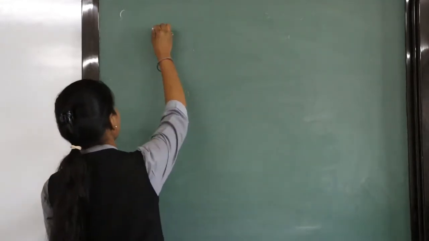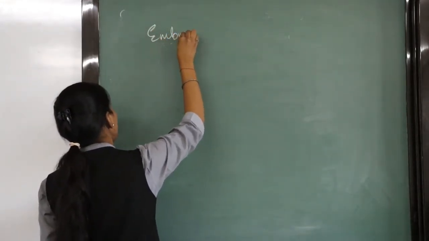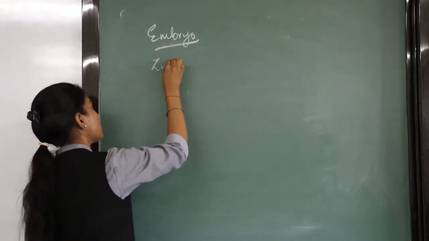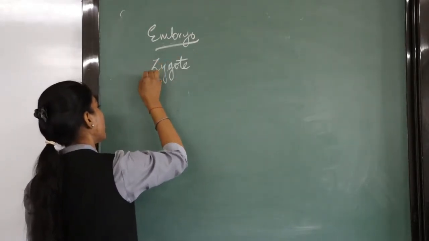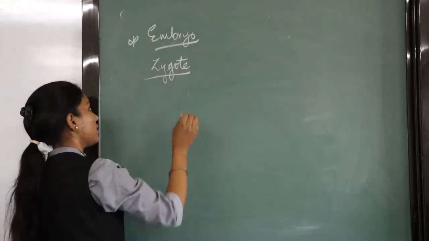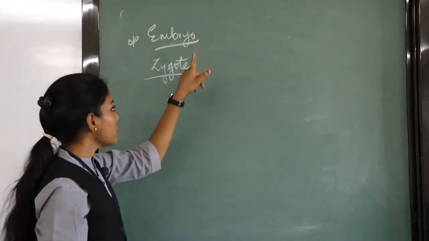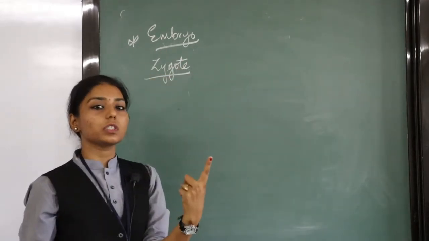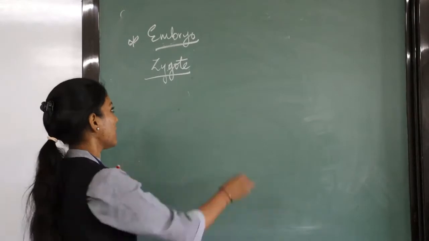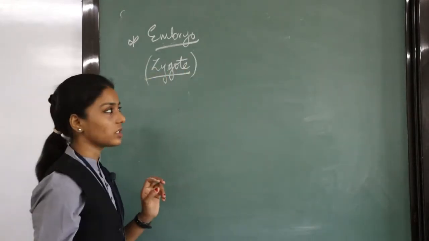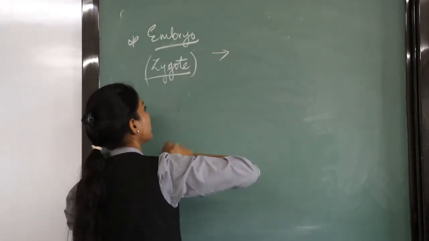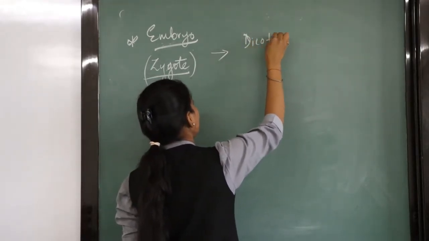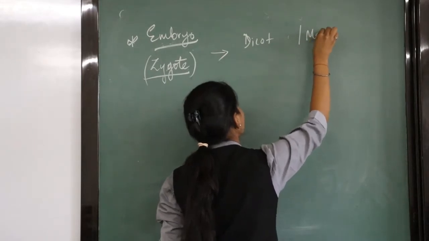The second stage in post-fertilization is the embryo. Embryo formation is a result of the zygote. Once the zygote is formed, from the zygote it develops into the embryo. Zygote formation is a result of one male gamete fusing with the egg cell. Now the zygote, when fertilized, has differences in dicot as well as in monocot.